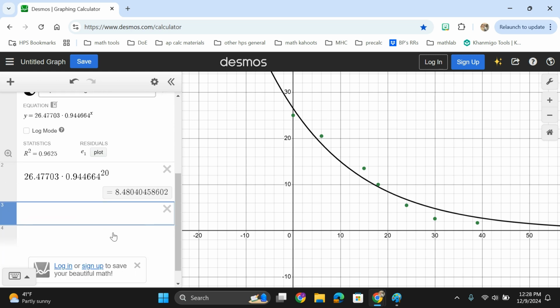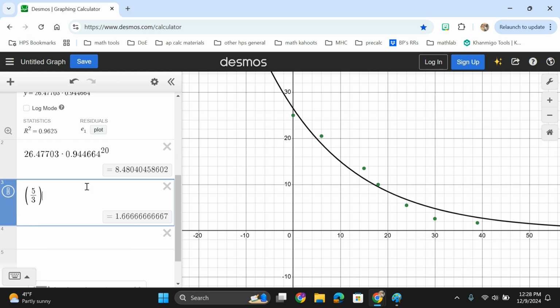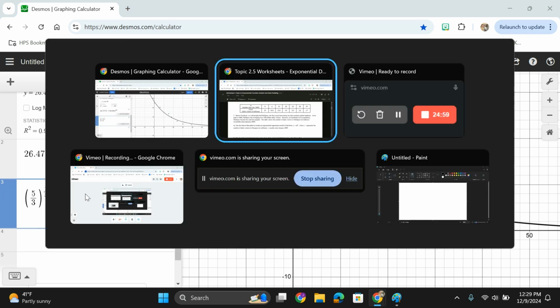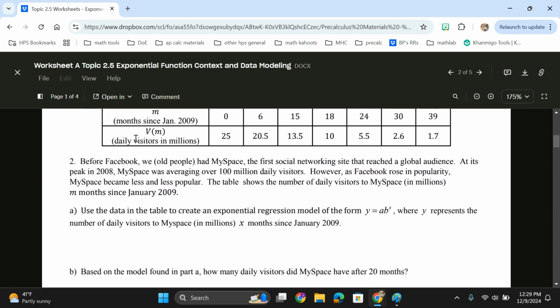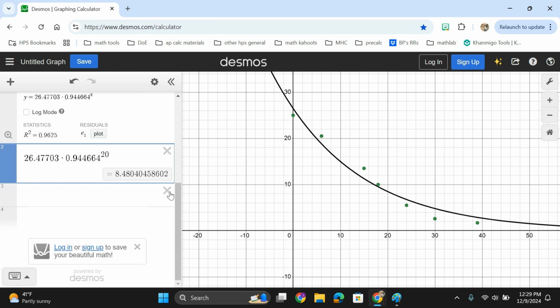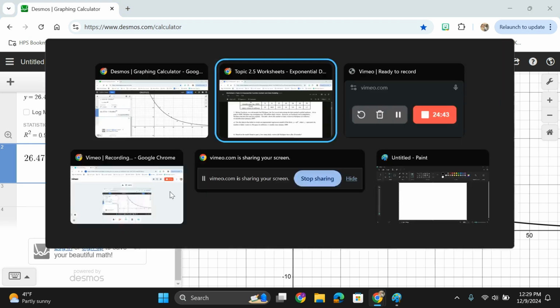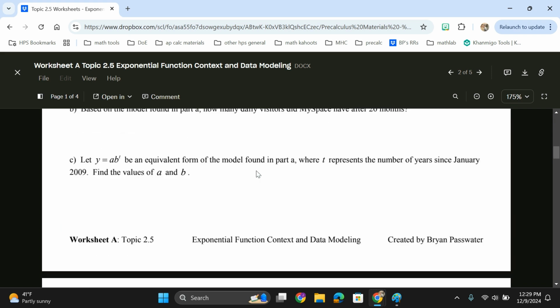If you wanted to do something like 5 divided by 3 and raise that to the 1/3 power, right? You get 1.1856333, 311, so on and so forth. So based on the model, how many daily visitors did MySpace have? My output will be in daily visitors in millions. After 20 months, MySpace would be looking at 8.48 million daily users, which is quite a bit down from 100 million daily visitors.